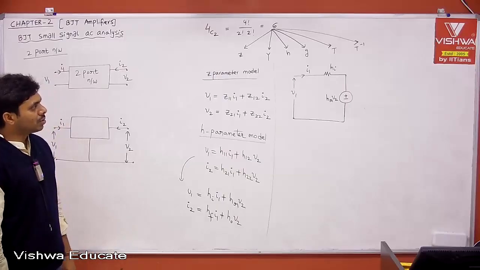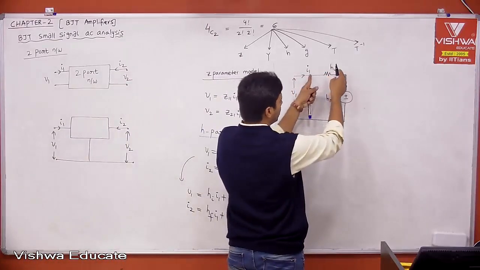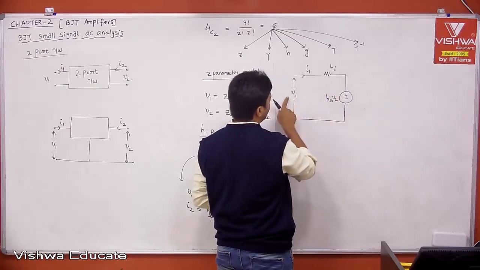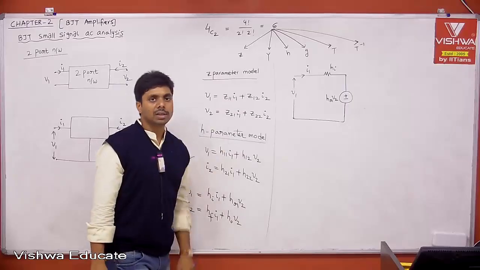Therefore the input side KVL is over, therefore apply KVL. V1 is equal to the drop across this plus the voltage drop across this. Therefore V1 is equal to I1 into HI plus HR into V2. Therefore this equation is replaced with the equivalent circuit.